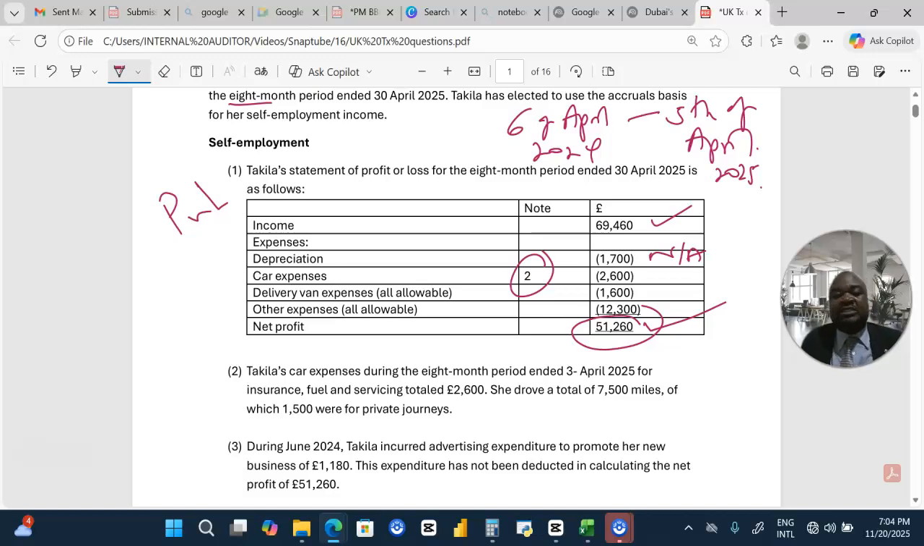So what is the note saying? The note is saying Tequila's car expenses during the 8-month period ended 3 April. No, the period doesn't end on 3 April. That's a typing error. We are sorry for that. That's a typo. The period ended on 3rd April 2025.